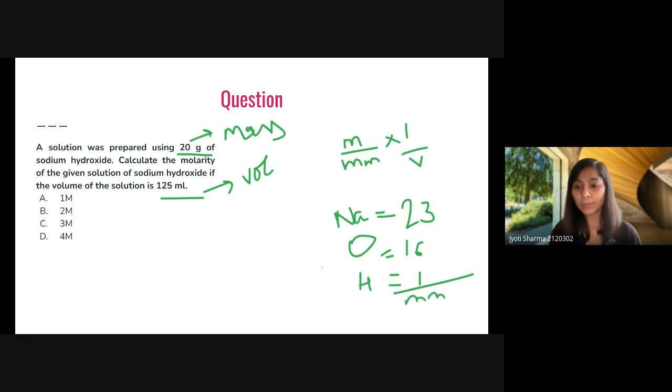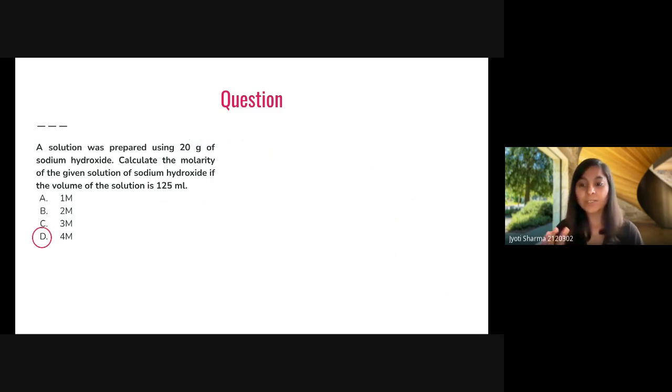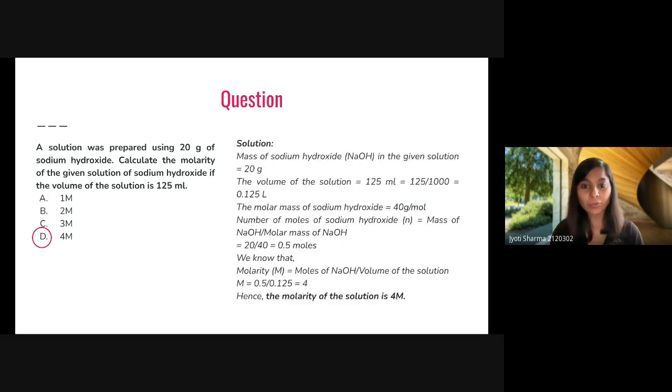If you have the molar mass, the given mass, and the volume of the solution, that is 125, you can easily calculate the molarity of the solution, right? Molarity means, in simple language, the concentration of the solution. The answer is 4 molar, and let me show you the solution. Just see here, the given mass is 20 gram. Then the volume is also given, that is 125 ml.